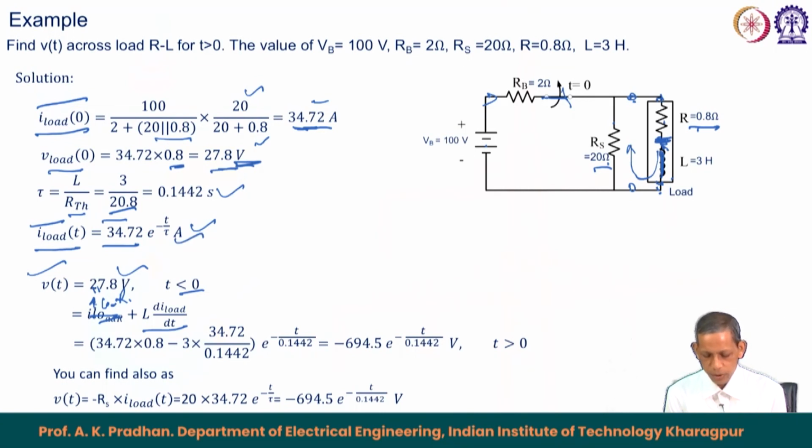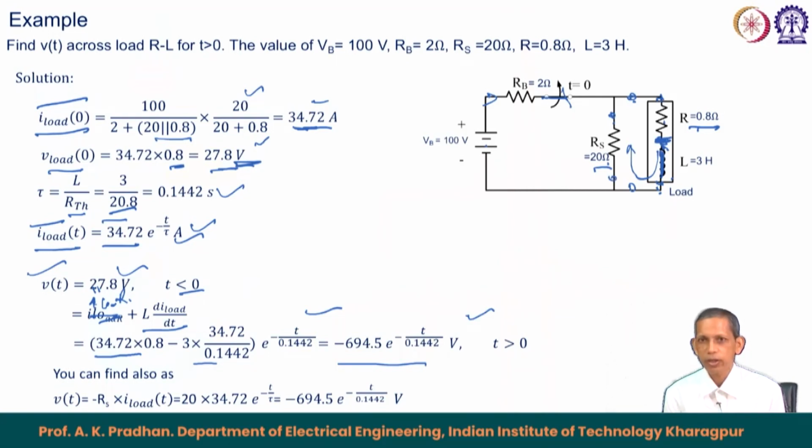So, using the I expressions, if I write the corresponding L dI by dt, that becomes equal to a negative sign because of the e to the power minus t by tau term. And then we got the corresponding expression to be equal to minus 694.5 e to the power minus t by 0.1442 volt.